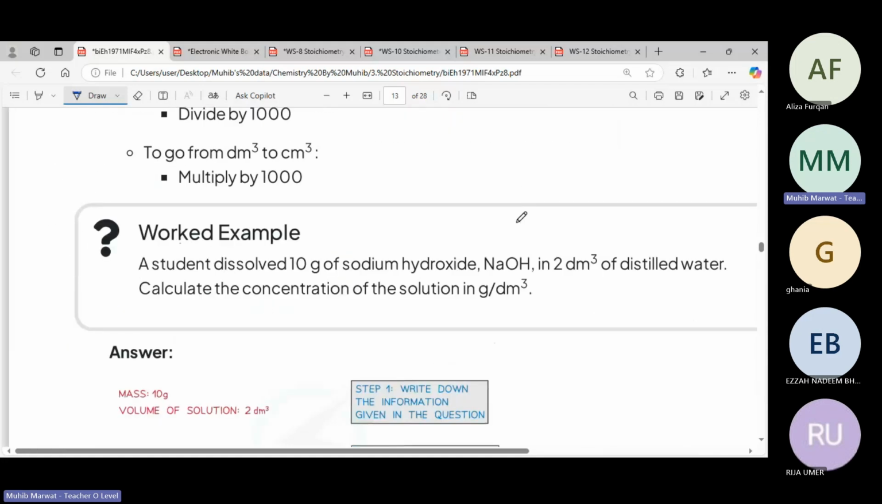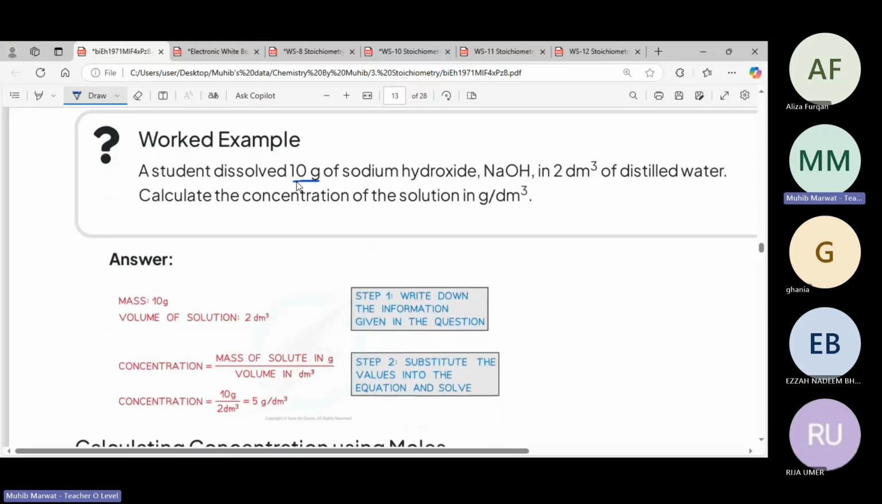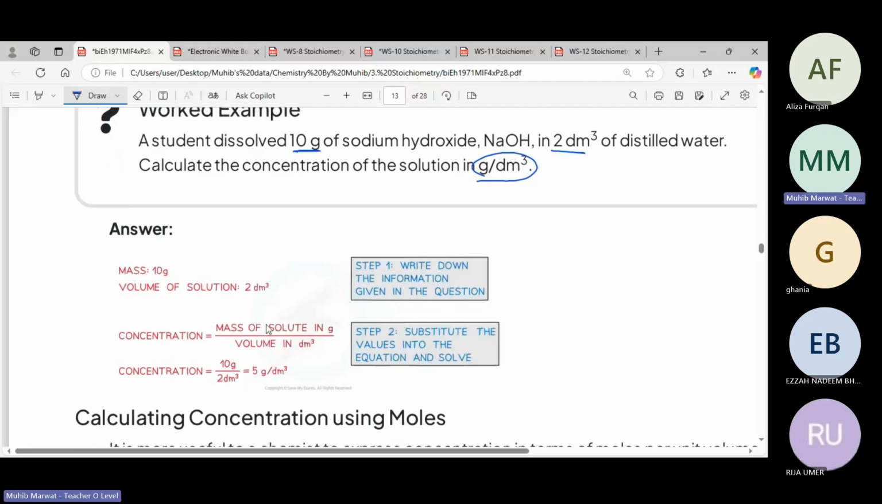We will be practicing more. This is a very simple question. Mass is given, volume is also given. You will have to find concentration in grams per dm cube. Just use the formula: mass of solute in grams divided by volume in dm cube. Put in the values and you will get the answer. Is it clear? It's simple, right?